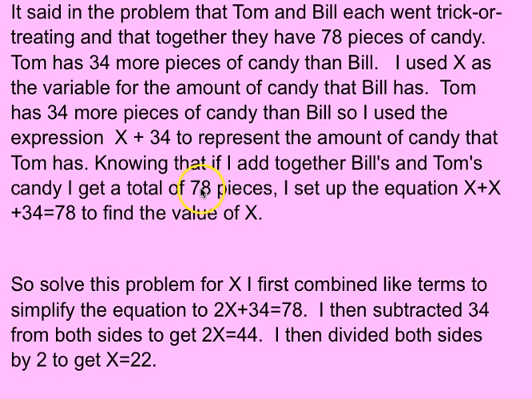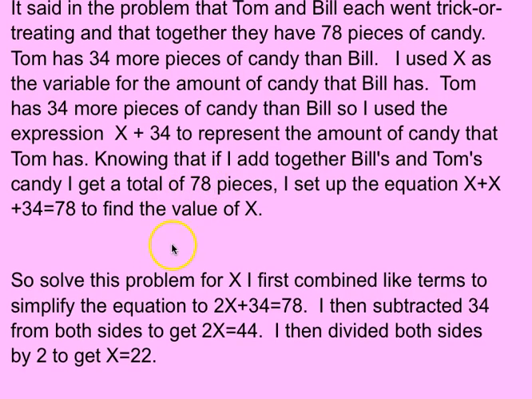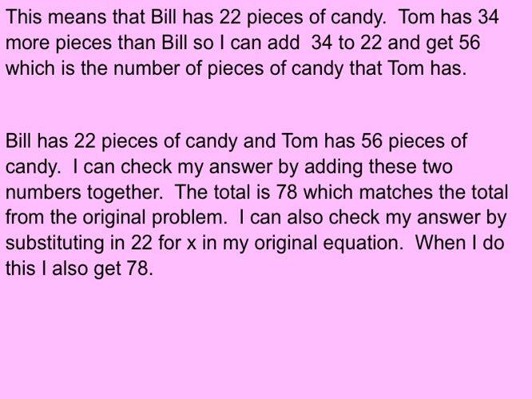How did I get the equation? So how did I solve the equation? Well, to solve this problem for X, I'll have to fix that, it should say to solve this problem for X. To solve this problem for X, I first combined like terms to simplify the equation to 2X plus 34 equals 78. I then subtracted 34 from both sides to get 2X equals 44. I then divided both sides by 2 to get X equals 22. This means that Bill has 22 pieces of candy.